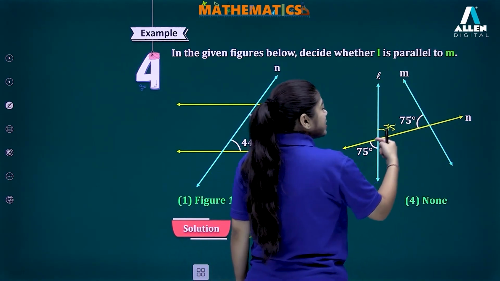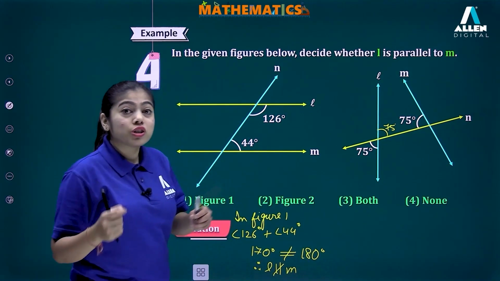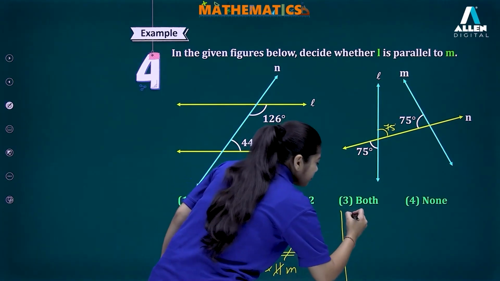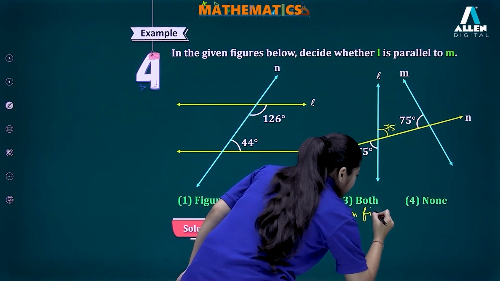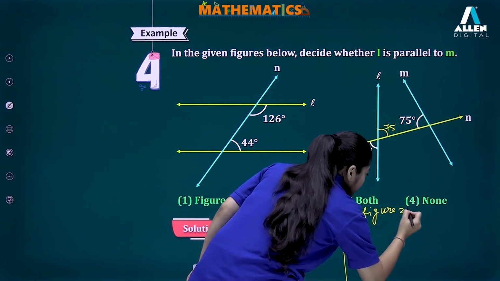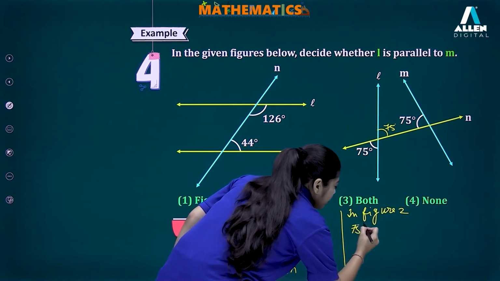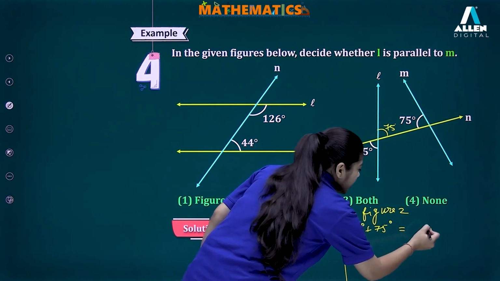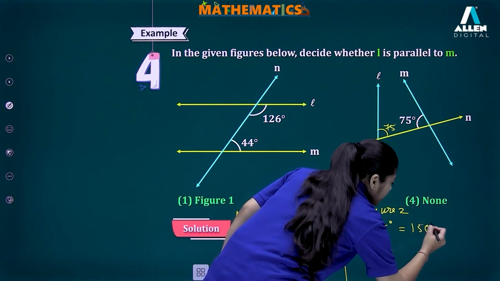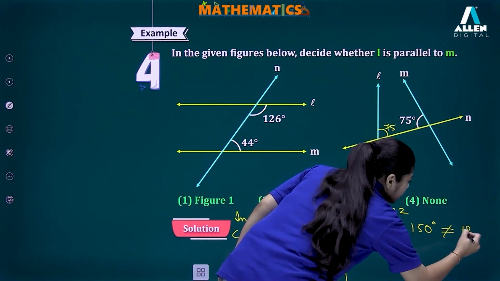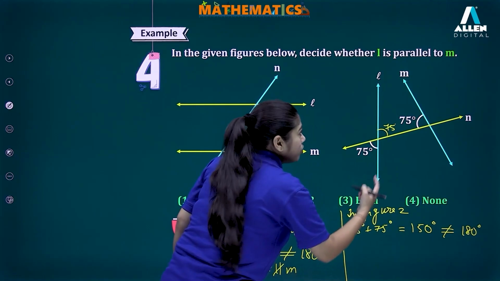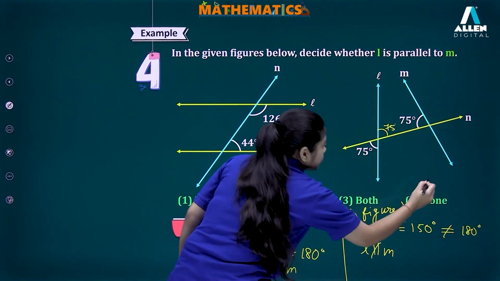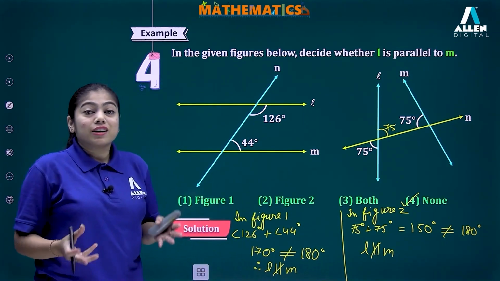Now these two angles are related by consecutive interior angles. So how much is the addition? Let us see. In figure 2, we say that 75 degree plus 75 degree will equal how much? Let us see. 5 plus 5 is 10, 7 plus 7, 14 plus 1, 15. 150 degree, which is definitely not equal to 180 degree. Hence, over here also, class, line L is not parallel to M. So, none of the lines are parallel to each other.